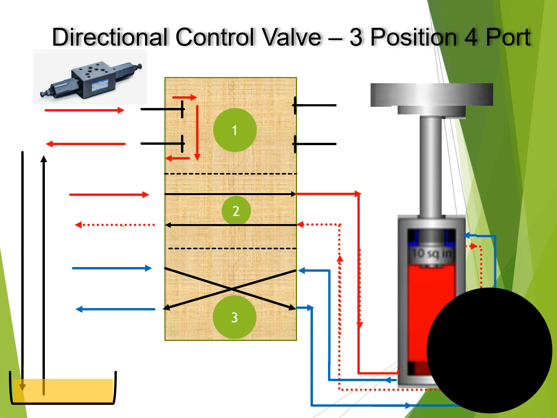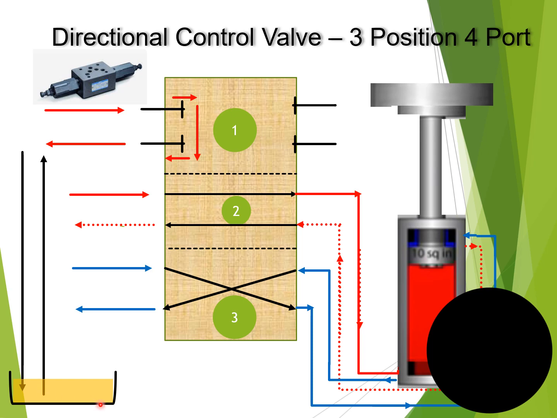So let us know the working of the directional control valve. This is a 3-position 4-port direction control valve. These are the 4 ports, 1, 2, 3 and 4. The positions are marked with green color circles. These are the 3 positions. So let's study the 3 positions one by one.